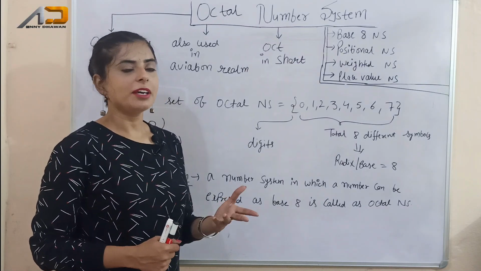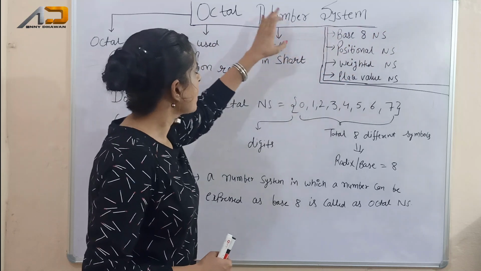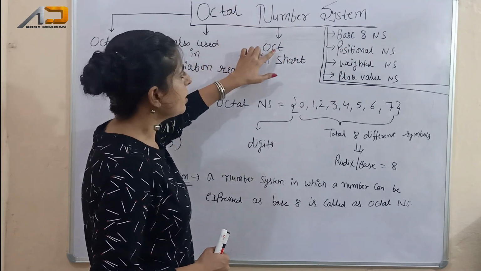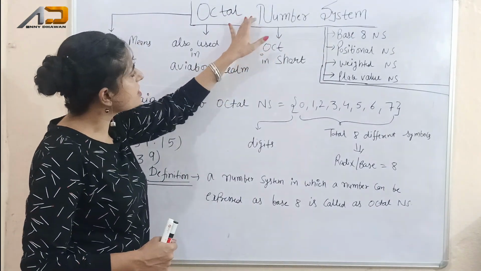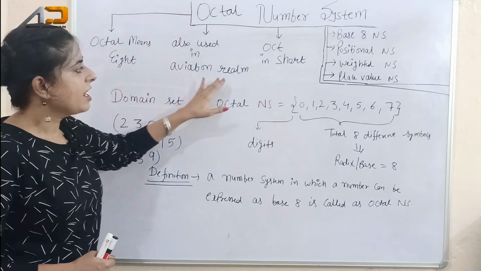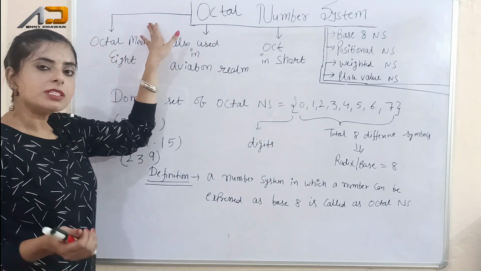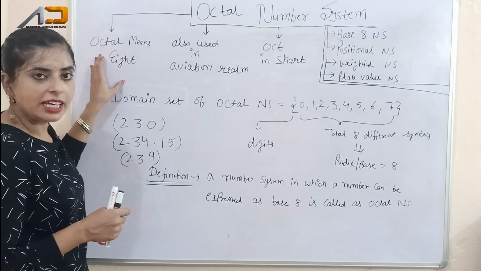Friends, now I am going to delineate the topic octal number system. The octal number system, in short, is also termed as oct. One more interesting point about the octal number system is that it is also used in the aviation realm. Like in the binary number system, bi means 2, but here octal means 8.